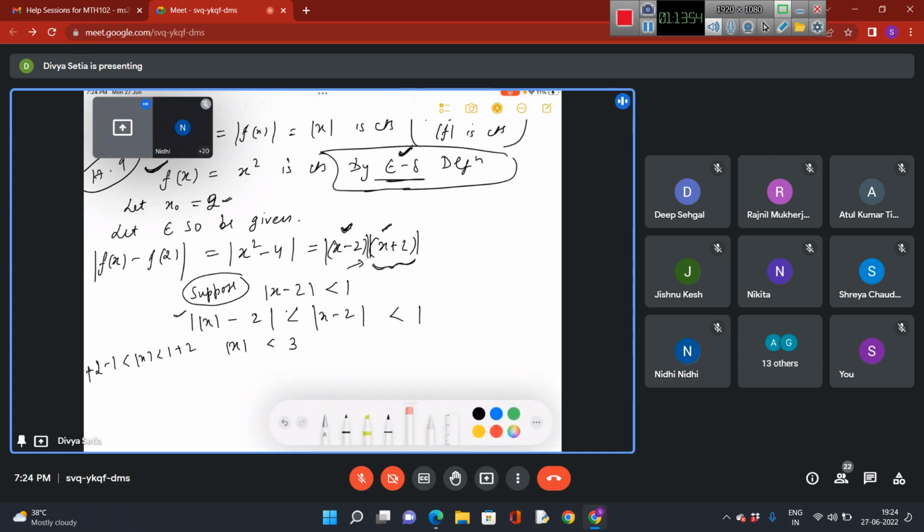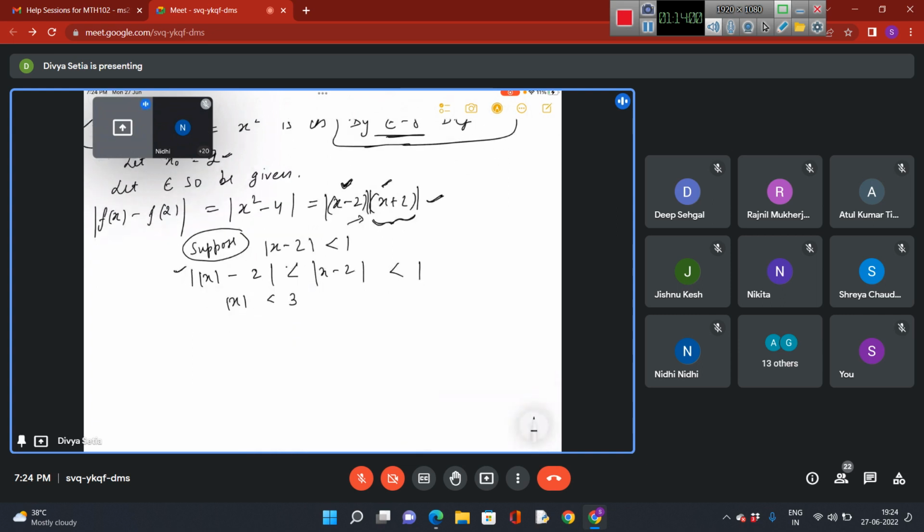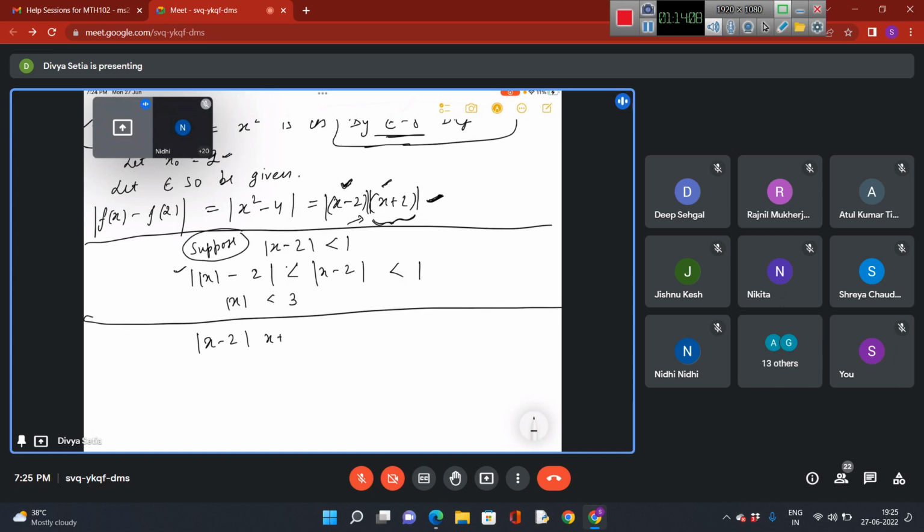Fine. So this is less than minus 3. Now what? You were stuck at this problem, right? Now your problem will be solved. |x minus 2| and |x plus 2|. You can write it less than |x| plus 2, right? By triangle inequality. And |x| is less than 3. So you have 5 here, which is less than epsilon if |x minus 2| is less than epsilon by 5.